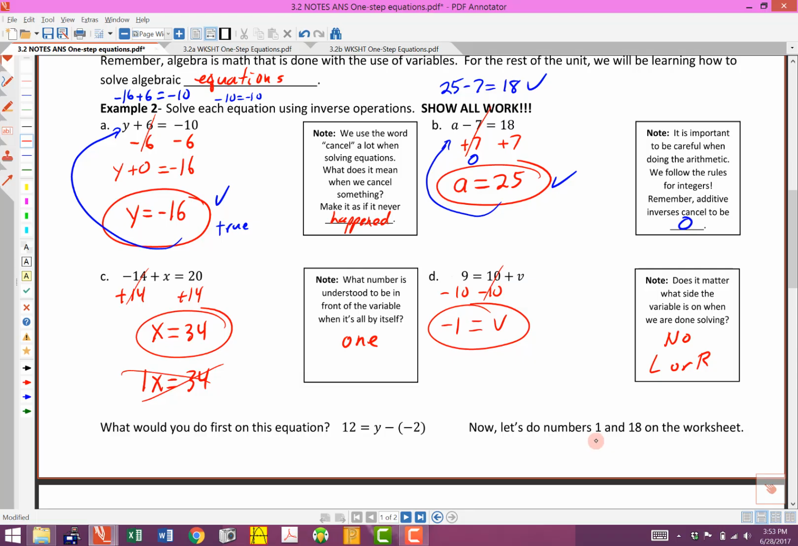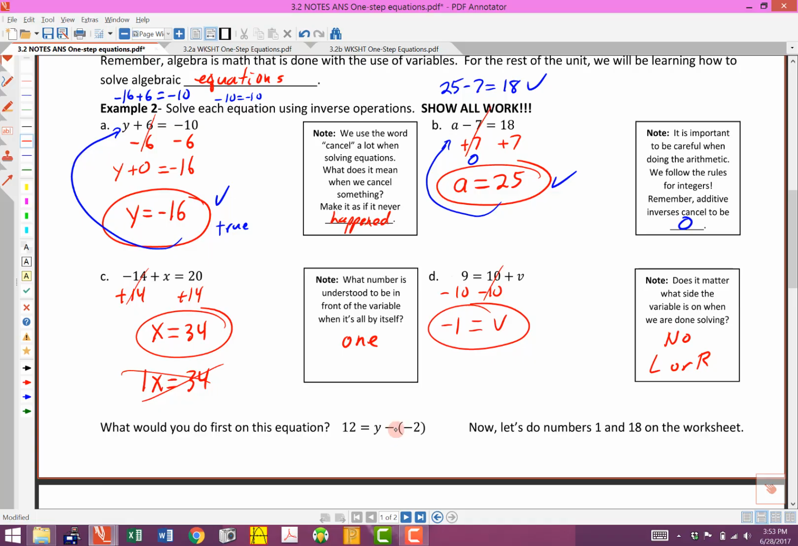Now, before we do problems number 1 and 18 on the worksheet, I want to take a look at this problem right here, and I want you to think about this. What would you do first if you were solving this equation right here? There's something on there that we've talked about before, and you should know what to do.